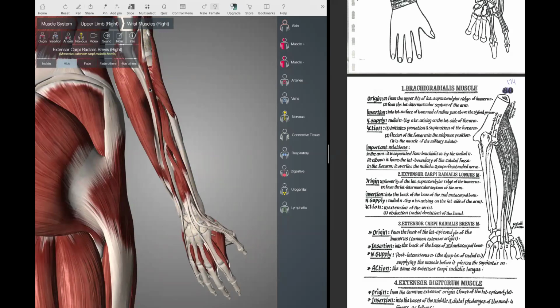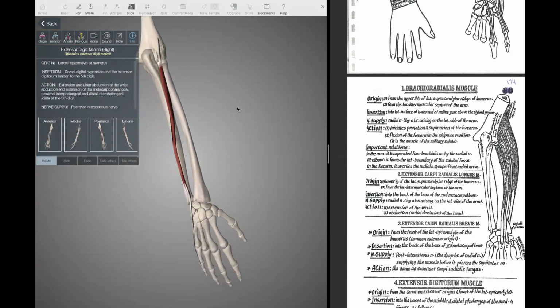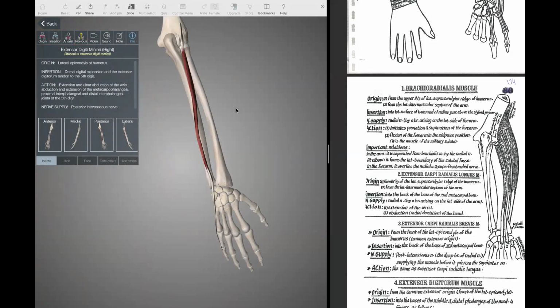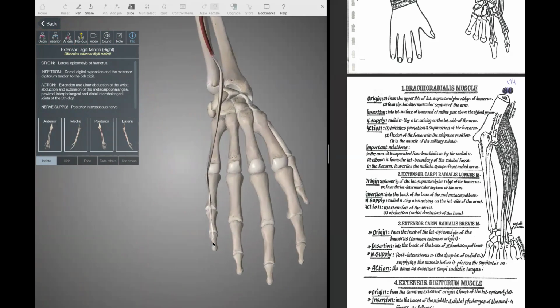We finish this one. Now, extensor digiti minimi. Again, lateral epicondyle of the humerus. You can see most of the superficial ones on the flexors are from the medial epicondyle. Most of the superficial ones on the extensors, the ones we're doing now, are from the lateral epicondyle. And it goes all the way to the tip of the pinky.